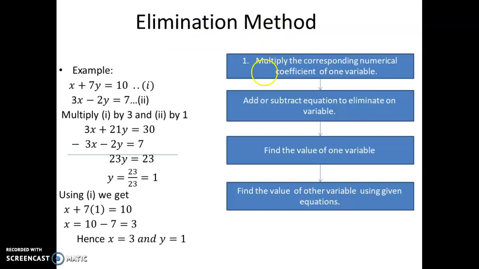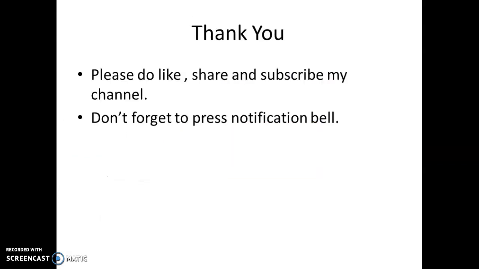So in this way we can solve a linear equation in two variables by the elimination method.